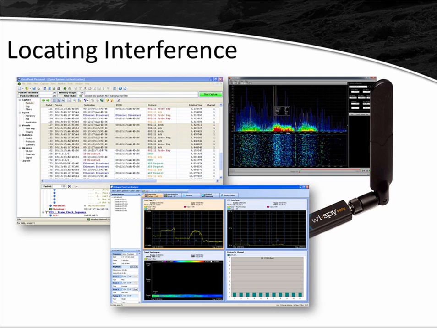It just doesn't matter what modulation and PHY layer is being used, because you're looking at the RF energy. Now, some of the spectrum analyzers will integrate with a Wi-Fi adapter to tell you a little bit about that 802.11 signal, but you can still see the RF energy without it.